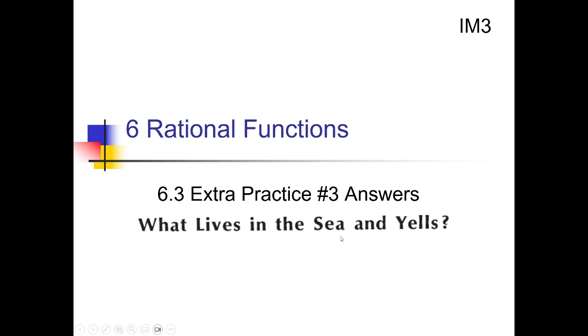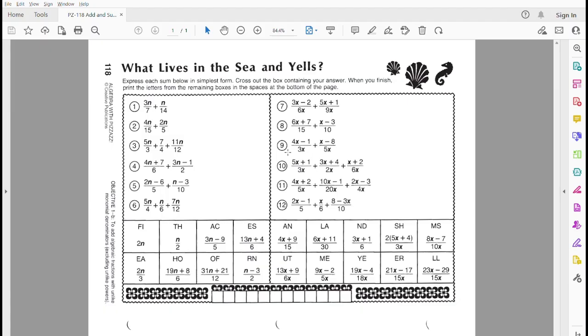Here, bringing you the IM3 6-3 extra practice number 3 solutions on adding and subtracting rational expressions. This one has a puzzle, so let's go ahead and check that out. So here's the puzzle that goes with this extra practice.